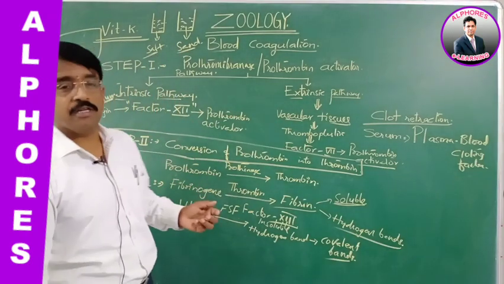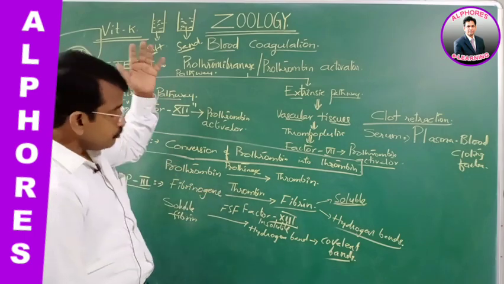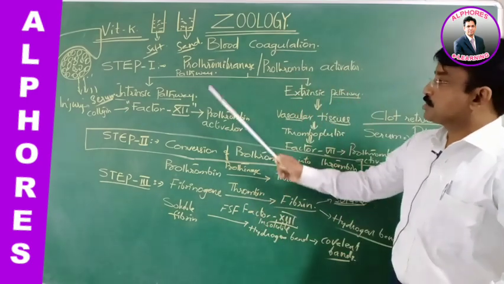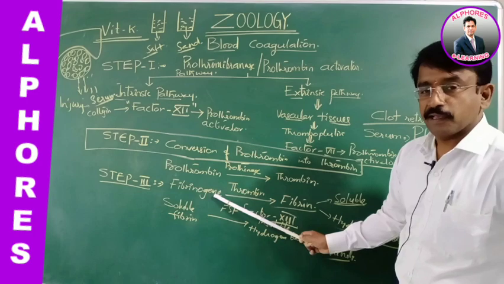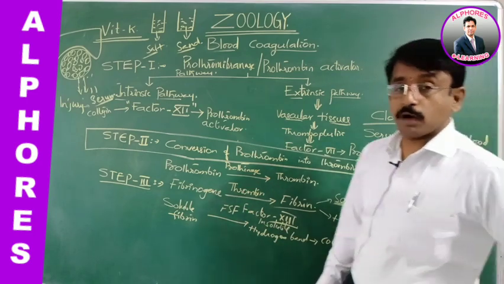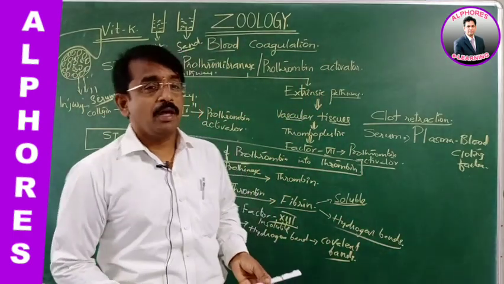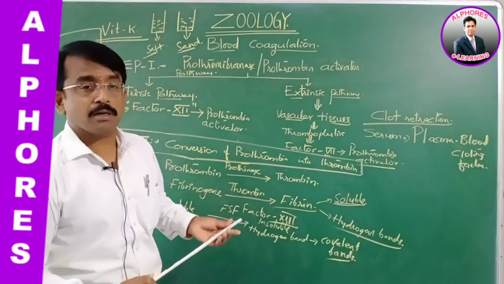In this, what we have observed is that one step of a reaction influences another. Step 1 influences step 2, step 2 influences step 3. That's what a cascade reaction is. And this is how blood loss is prevented, and entry of microbes is also prevented. This is the story about blood coagulation, blood clotting.